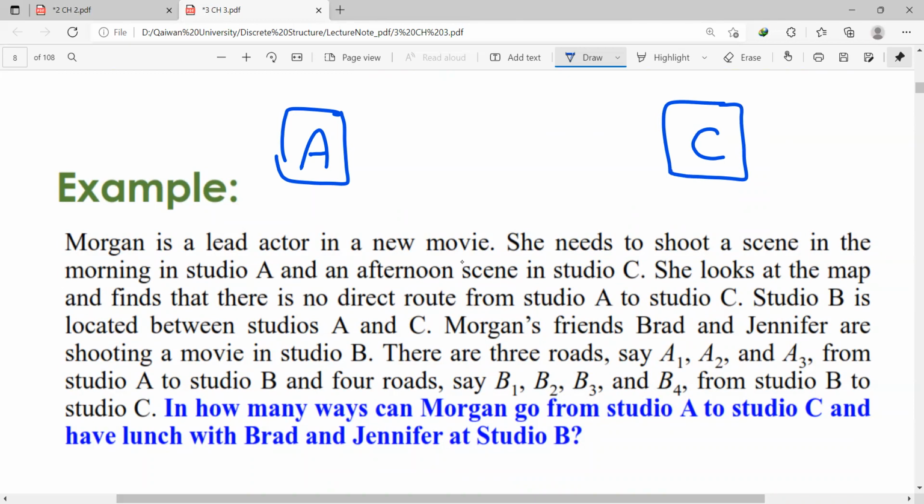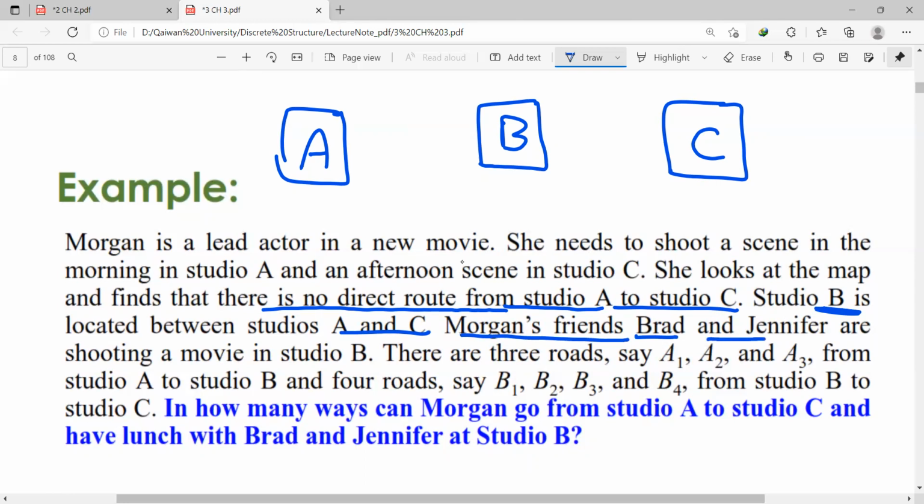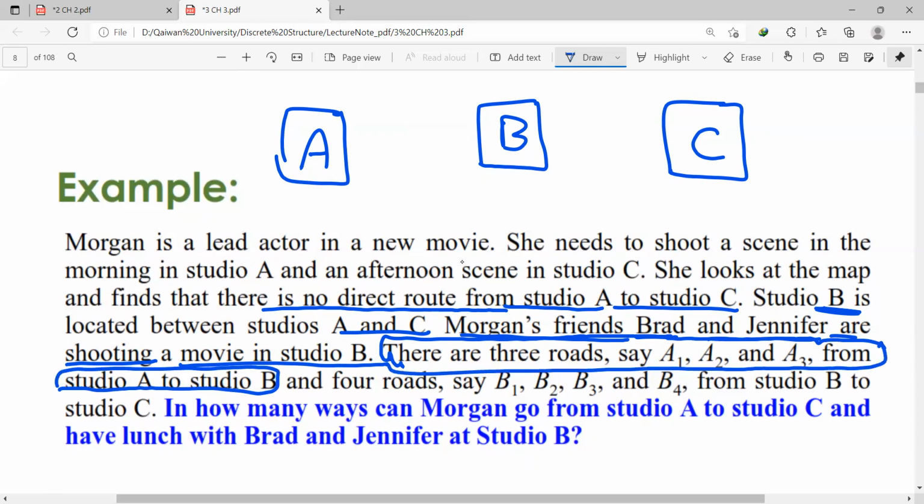She looks at the map and finds that there is no direct road from Studio A to Studio C. Here, Studio B is located between studios A and C. Morgan's friends, Brad and Jennifer, are shooting a movie in Studio B. There are 3 roads, say A1, A2, A3, from Studio A to Studio B. We have these 3 different roads from A to B.